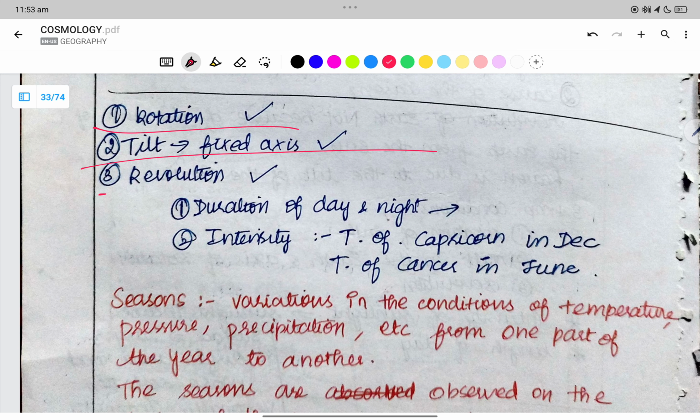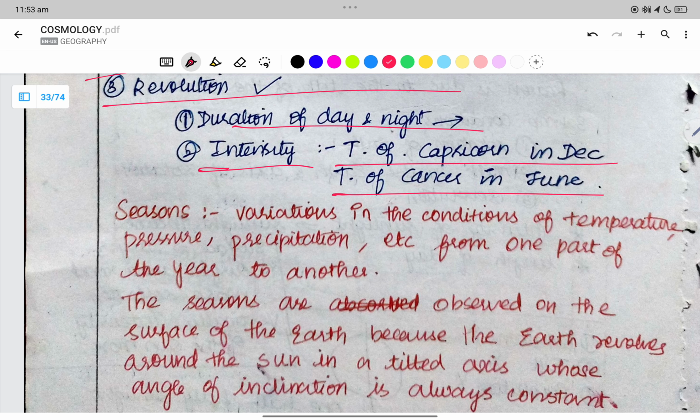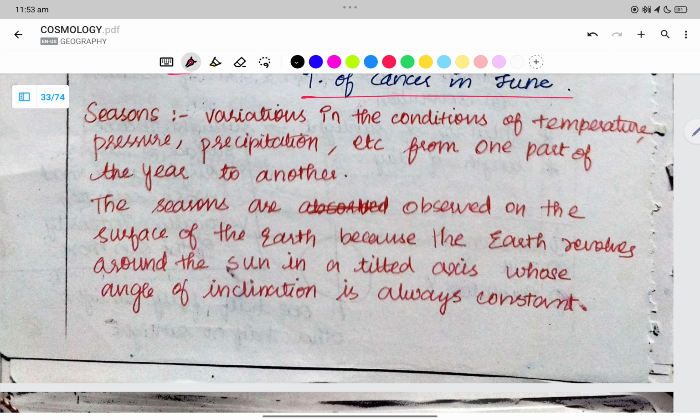Rotation is there, tilt is there, plus revolution is there. Duration of the day and the night, intensity, Tropic of Capricorn and Tropic of Cancer. Sorry, we have the seasons, right?